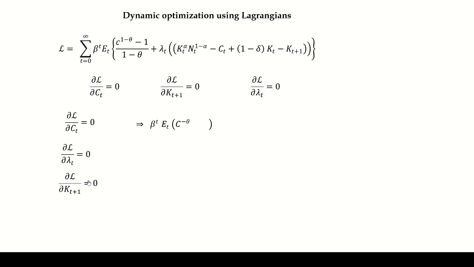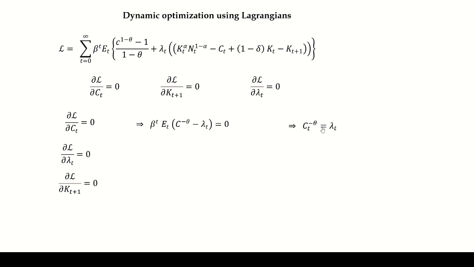What we get when we differentiate with respect to Ct is that this beta t will come as it is, and then the derivative of this function would be c raised to minus theta, but we have ct here as well, so there would be a minus 1, and then that will get multiplied with lambda t, so we will get this expression. We can simplify that a little bit more, and this will give us this expression, because beta t, the value of the beta discount factor, is between 0 and 1, so this cannot be equal to 0. It means this would be equal to this thing.